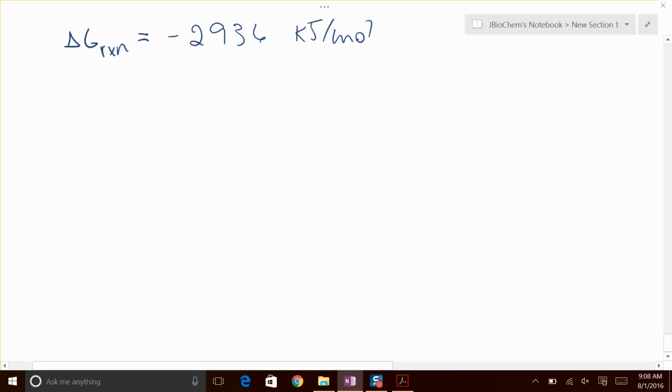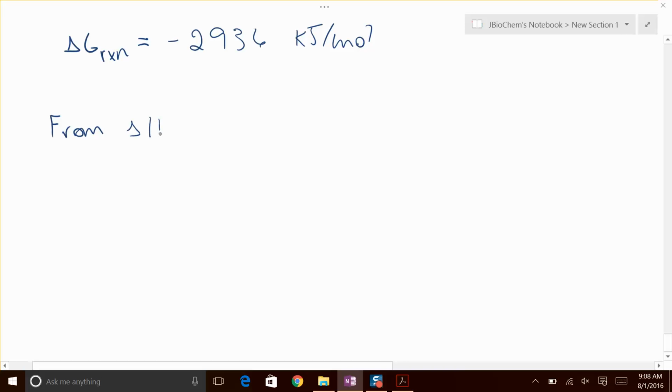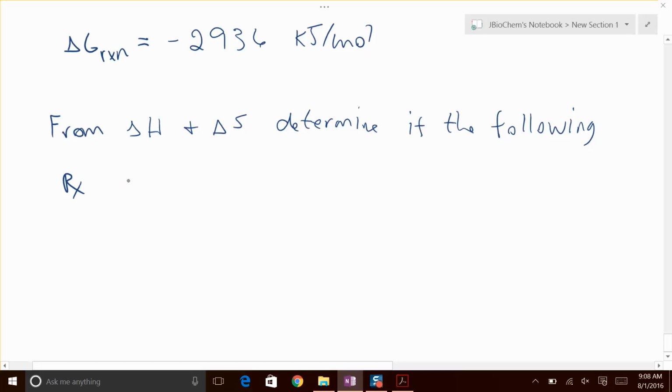All right, let's try a different type of question. Okay, so from delta H and delta S, determine if the following reactions are spontaneous.